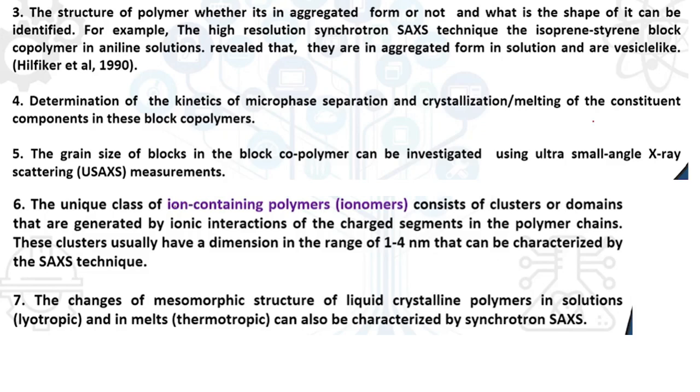And also the unique class of ion-containing polymers, or ionomers. Since there is a presence of ions, obviously there will be clusters because of the interionic interaction, and that will of course form a crystalline zone. These clusters usually have a dimension in the range of 1 to 4 nanometers, and that can be characterized from the SAXS technique.